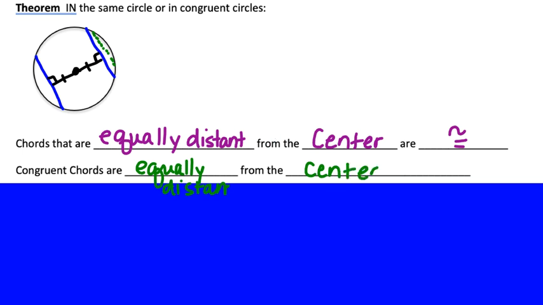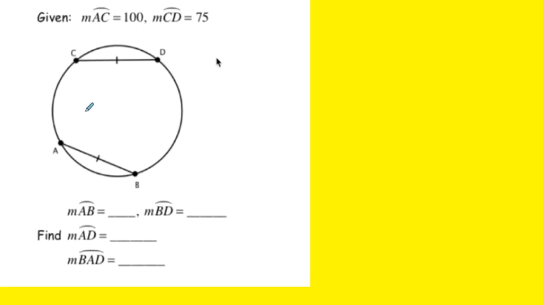Okay, let's look at some examples of what we just talked about. First, arc AC, this arc right here. I'm going to use colors here because the colors really help. This arc is 100 degrees. And arc CD, I'll use a different color, is 75. I'm going to find out everything I can. If arc CD is 75, then I know arc AB is 75, because the chords are equal, so therefore the arcs are equal. That would be 75 degrees.